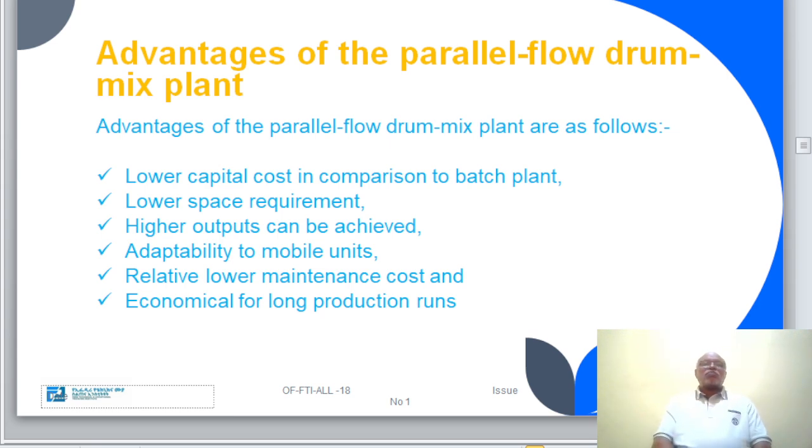The disadvantages of the parallel flow drum mix plant are as follows. Fume emission increases if high mixing temperatures are used. Low percentage of reclaimed asphalt used, which is from 10 to 50%. Uneconomical to produce small batches. Difficulty to produce all types of asphalt. Single-sized aggregate feed and wastage of materials at the beginning and ending of production.